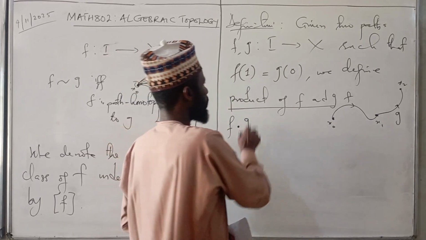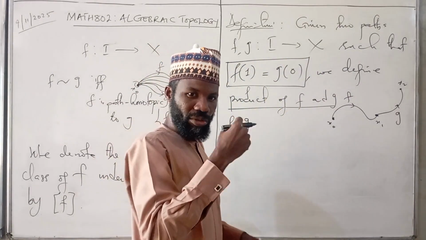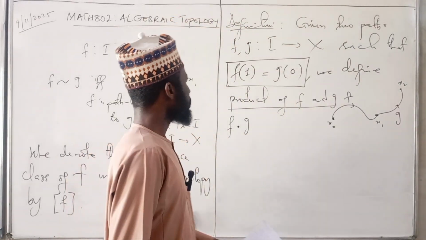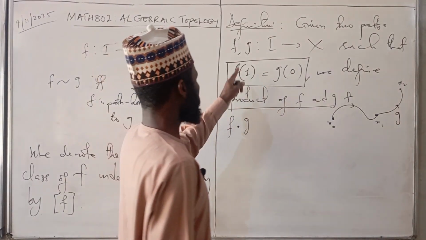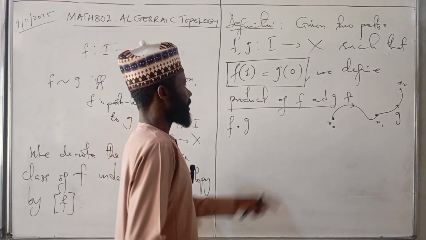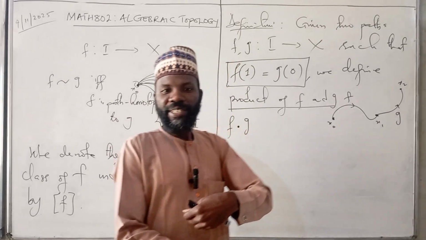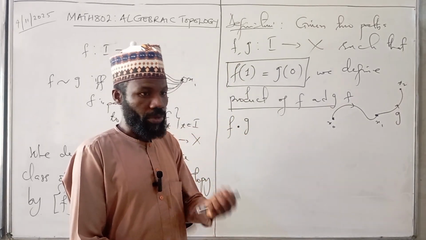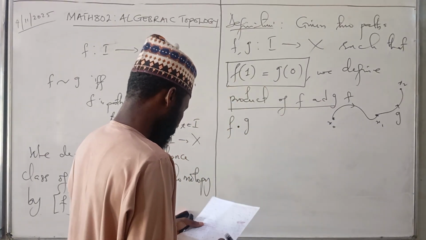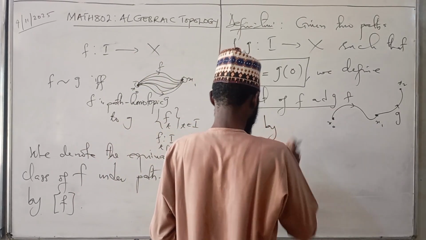So you cannot define the product of two paths unless this condition is satisfied. This is a crucial requirement for the definition of the product of paths. You have to see that the terminal point of the first path is the initial point of the second path. So if x0 is not equal to x2, you cannot think of defining g times f. That will not be defined. So the product is defined only when this happens. And in that situation, the product is defined by concatenation.